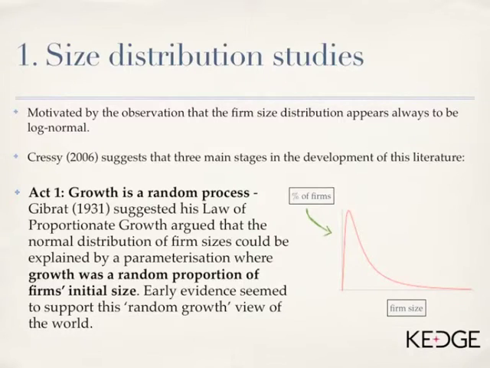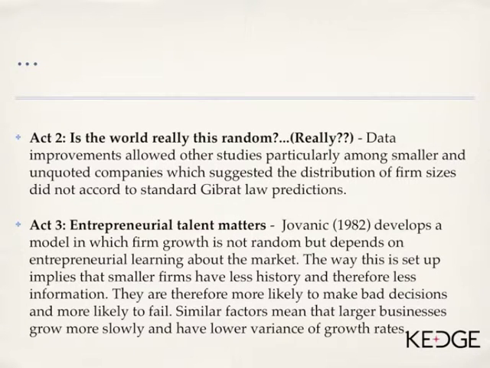But as thinking and research progressed, the question started to be asked: is the world really this random? Data improvements have allowed other studies, particularly among smaller and unquoted companies, that suggest the distribution of firm sizes did not accord with standard Gibrat law predictions.